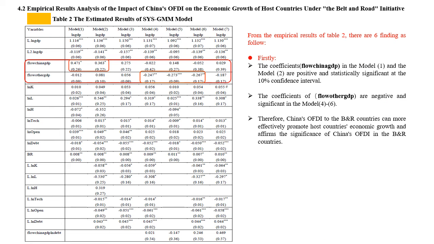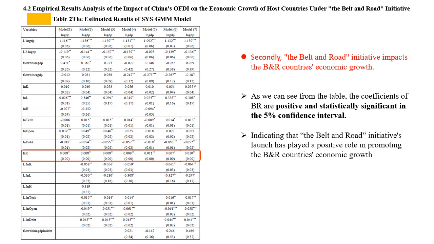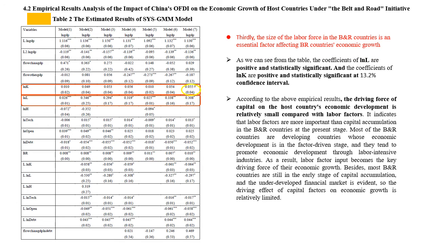For the empirical results of the tables, there are 6 findings as follows. Firstly, Chinese OFDI to the Belt and Road countries can effectively promote the host country's economic growth, and affirms the significance of Chinese OFDI in the Belt and Road countries. Secondly, the Belt and Road Initiatives impact the Belt and Road countries' economic growth. Thirdly, the size of the labor force in the Belt and Road countries is an essential factor affecting their economic growth.